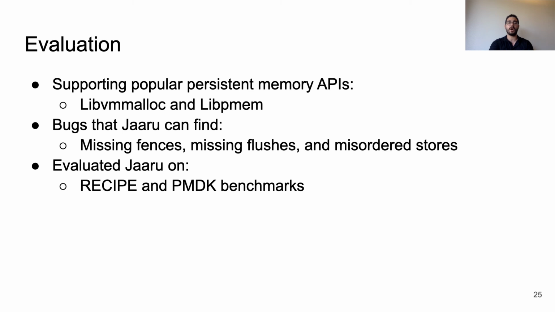Jaaru supports two popular APIs for accessing persistent memory, libpmemobj and libpmem. Jaaru can identify different types of bugs, including missing fences, misordered flushes, missing flushes, and misordered stores that cause atomicity violations. We evaluated Jaaru with PMDK and RECIPE benchmarks, and we found 25 persistency bugs, 18 of which haven't been reported before.